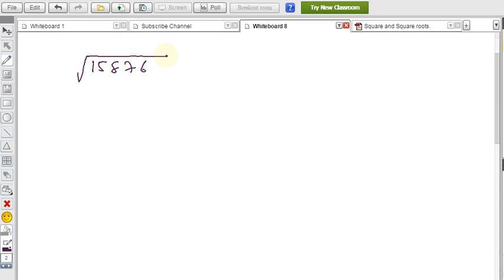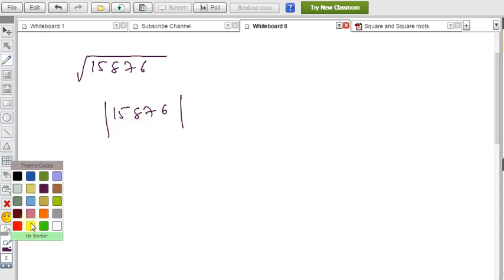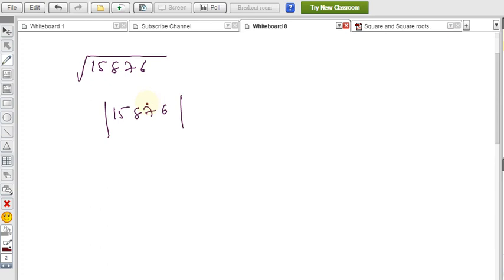So let me solve this in the division method. 15876. We should take two digits at a time from the units place: 76, 58, and here only one is left. Now if you observe, it is only one, and one is a perfect square. 1 ones are 1, because 2 twos are 4, it takes more. 1 minus 1 is 0. The next set is 58. Then this one should be doubled, so 1 doubled is 2. You can write 2 here down.